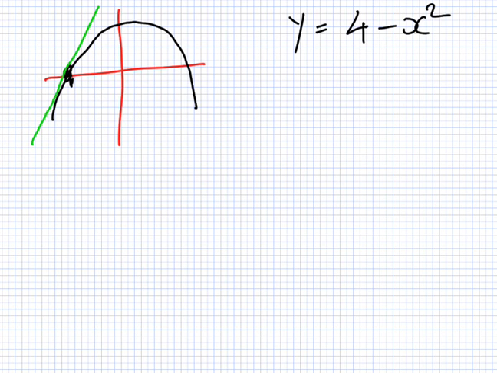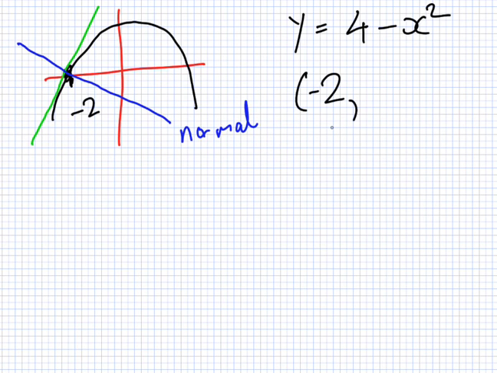This here is the point -2. Now I don't want the tangent though. I want the normal here. This is what I want. Right, so when x is -2, what's the y here? 0. Very good, 0.